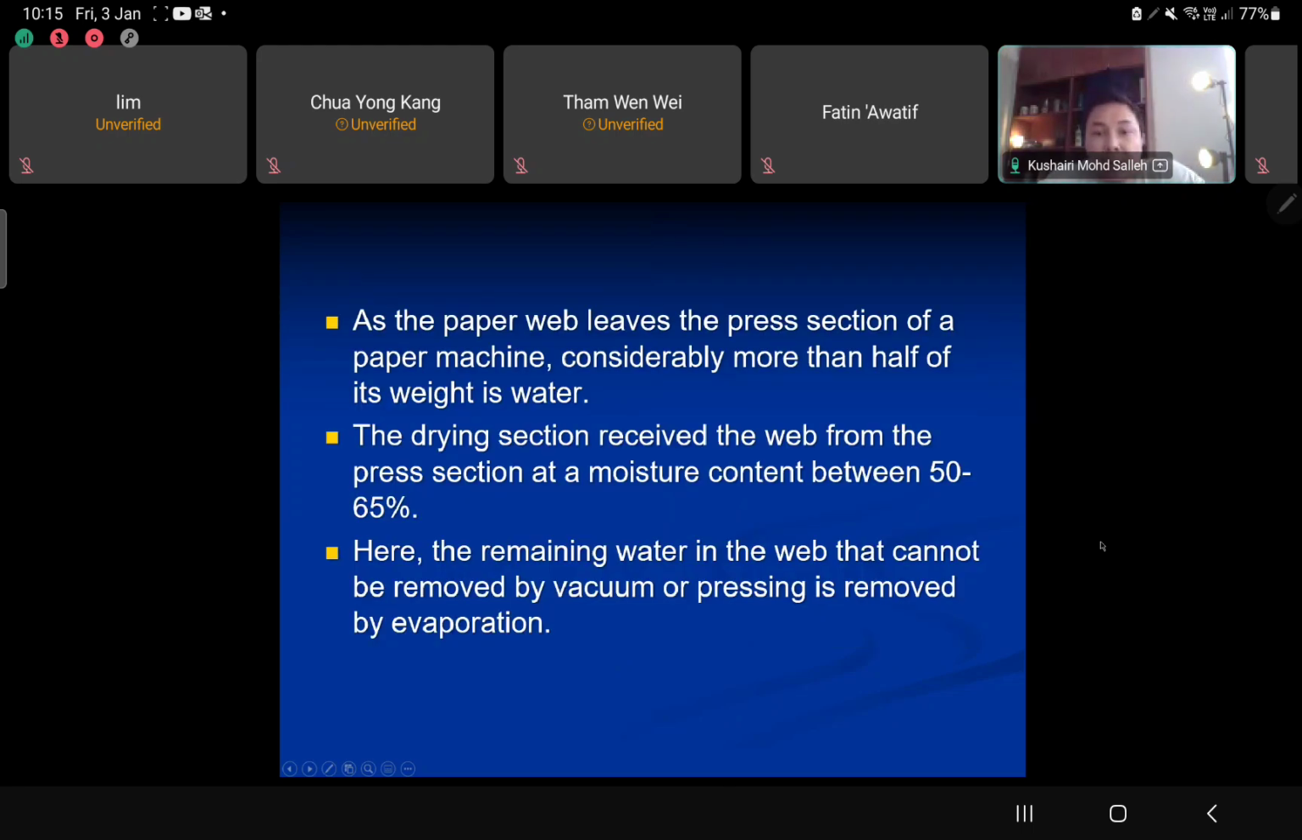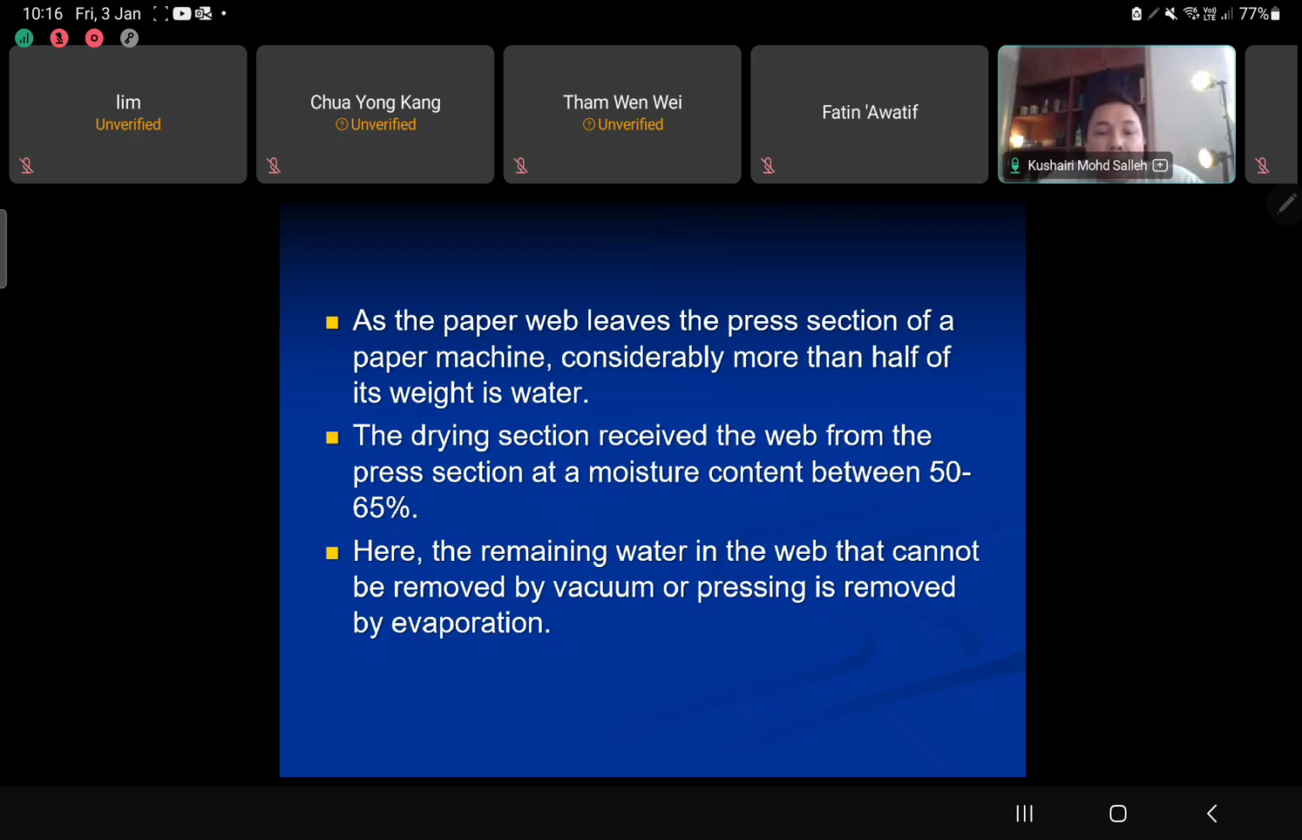So as the paper web leaves the press section with a moisture content of about 35 to 50%, considerably more than half of its weight is water. So the drying section receives the web from the press section at a moisture content between 50 to 65%, even though the targeted moisture content after the pressing is about 35 to 50%. But usually the drying section will receive the paper sheet or web with moisture content within 50 to 65%, but it depends on the quality of the fiber. It all depends on the quality of the secondary fiber and the virgin pulp.